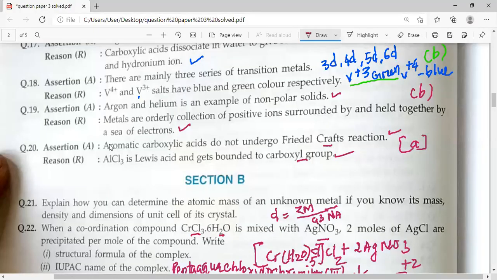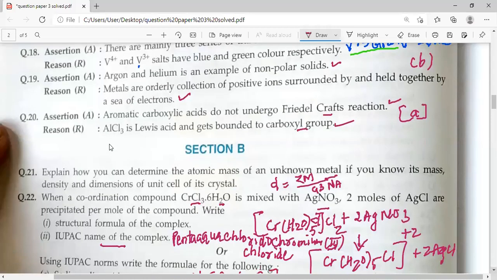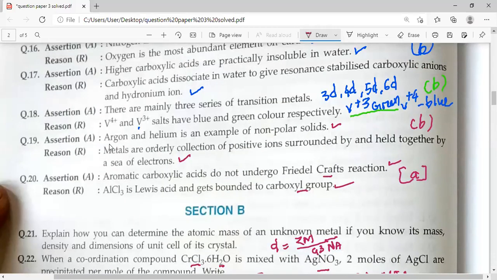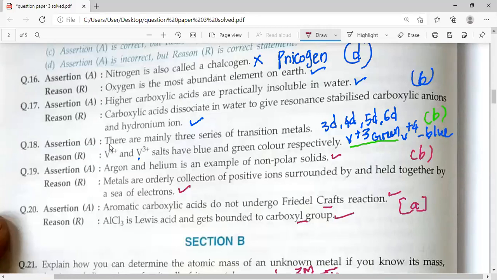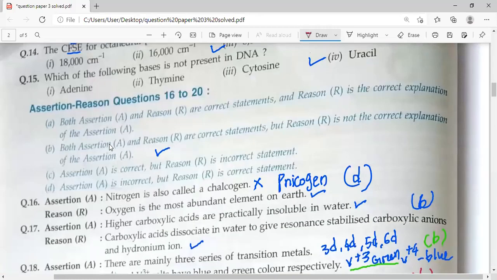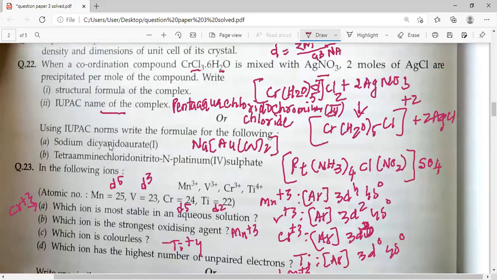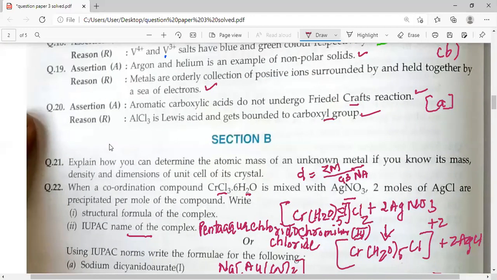Let us look at question number 20. My dear students, can you see question number 20? Aromatic carboxylic acids do not undergo Friedel-Crafts reaction because AlCl3 is a Lewis acid and gets bound to the carboxyl group. So here assertion A is correct, reason R is correct, and reason R is the correct explanation of assertion A. That is why the answer for this question is A.